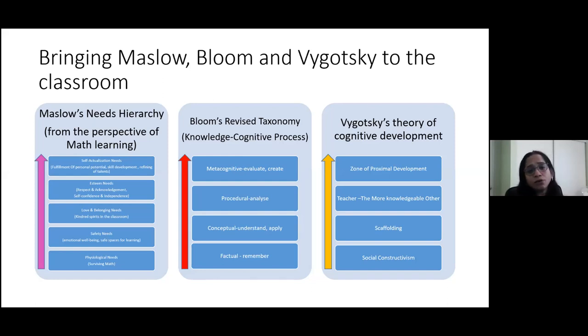Now, this is something that you're all very familiar with, but I'm going to show you how practically this translates into the teaching and learning of math in my classroom. I'm just going to speak of Maslow's needs hierarchy from the perspective of learning math. At the lowest rung, we have the physiological needs, where students have to just basically survive the math. Then there are the safety needs, where you have to have emotional well-being. You have to have safe spaces for learning.